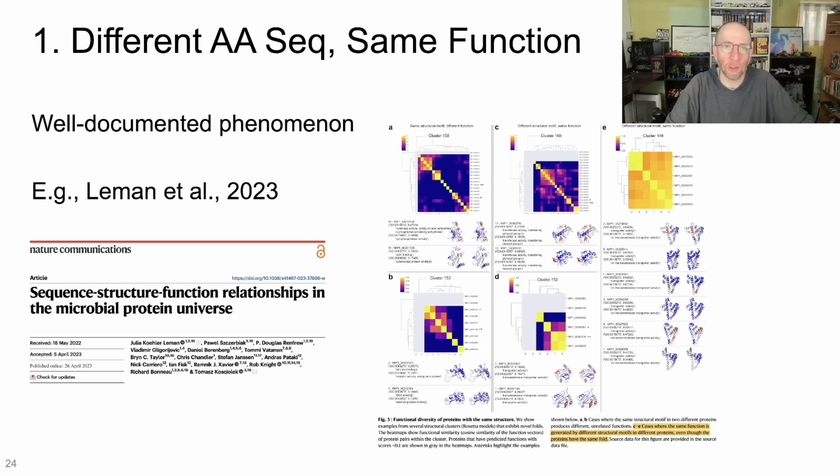Just one example is this 2023 paper, "Sequence Structure Function Relationships in the Microbial Protein Universe." And this is figure 3 from that paper. Don't worry about reading all of this. I just want to show you that panels C, D, and E show examples of different structural motif, same function. If you read the legend down here, it says cases where the same function is generated by different structural motifs in different proteins, even though the proteins have the same fold. So you're getting different amino acid sequences, but you're getting the same function.